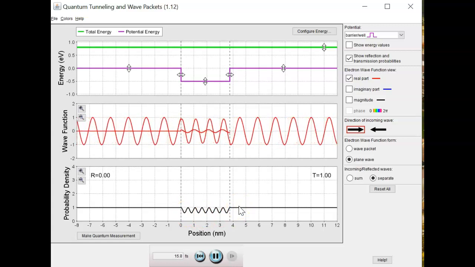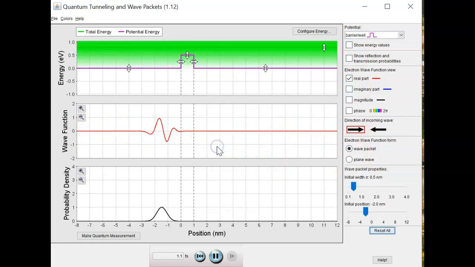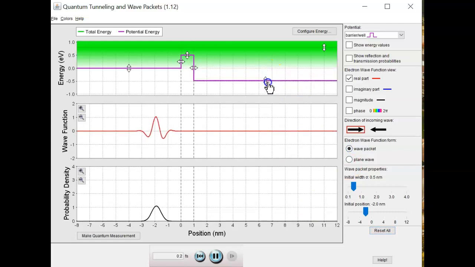So now let's switch back to a barrier. So I'm going to reset all. Yes, reset all. And now, if you notice, I have a wave packet. So now the question is to try to understand what happens for a wave packet that tunnels through the barrier. Now, I'm going to drag this down just so that I can have more of a barrier to work with.